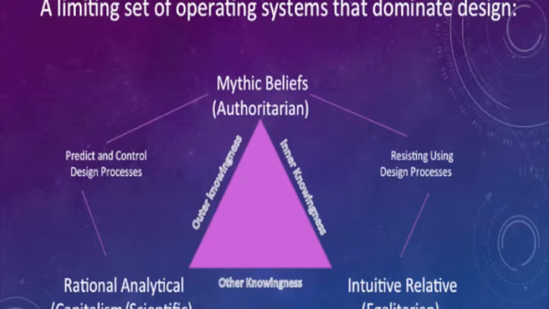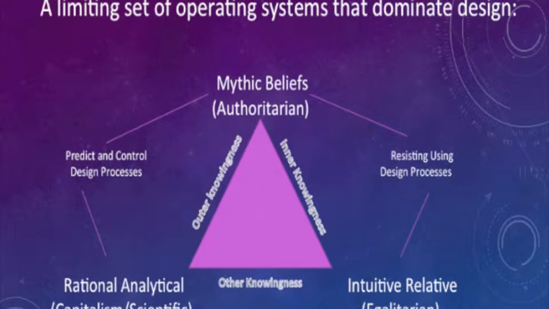So one of them is mythic beliefs. The second is intuitive relative. The third is rational analytical. So these are all existing at the same time, and they're basically levels of consciousness. They have their own attributes and qualities. So the mythic beliefs is authoritarian. It is very based on literal and fixed interpretation of beliefs and a concept even of fate. It focuses on identity and worldviews.